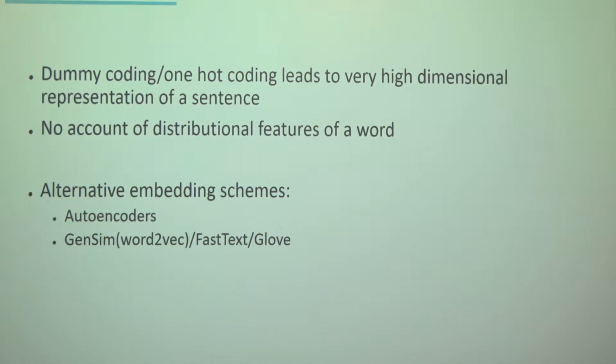Dummy coding is not very efficient, in part because you get really high dimensional input data into your models, and it doesn't take any account of distributional features of the word. In the previous talk, Shane was talking a little bit about word embeddings, and we typically use them a lot for these kinds of applications, because apart from being more efficient in terms of the dimension of what you're feeding into your network, they also capture distributional features of the words.